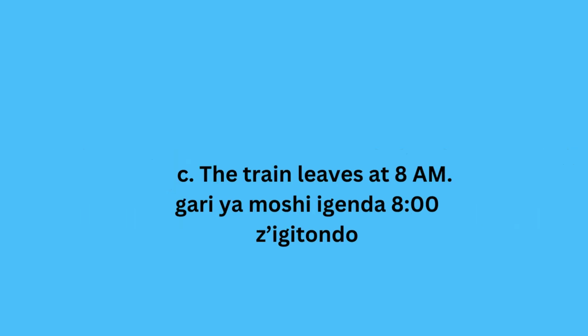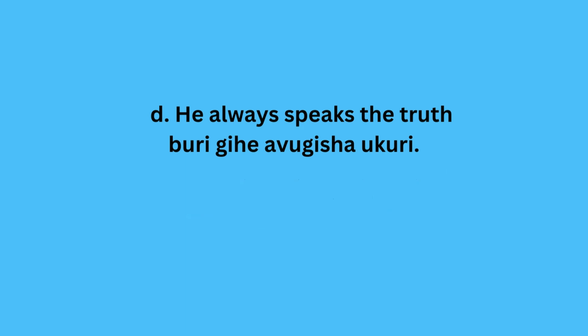The train leaves at 8 a.m. Train mu Cyongereza ni ijambo gari ya moshi mu Kinyarwanda. Biravuze ngo gari ya moshi ihaguruka saa 2 za mu gitondo. What is this? This is a habit. Bimeze nk'umuco, ihora ihaguruka saa 2 za mu gitondo. He always speaks the truth. Truth mu Cyongereza bisobanuye ukuri mu Kinyarwanda. Buri gihe avugisha ukuri cyangwa se avuga ukuri.